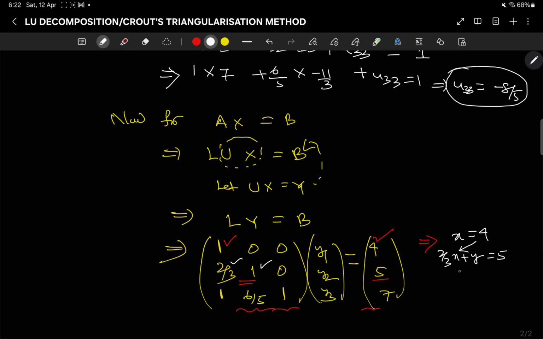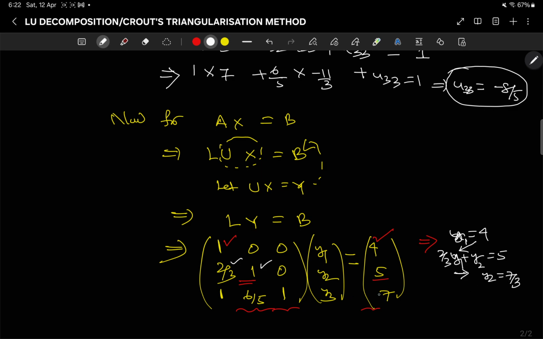Substitute the value of X here. So that means I write Y1 here. This is my Y1 and this is my Y2. So that means my Y2 is my 7 by 3.